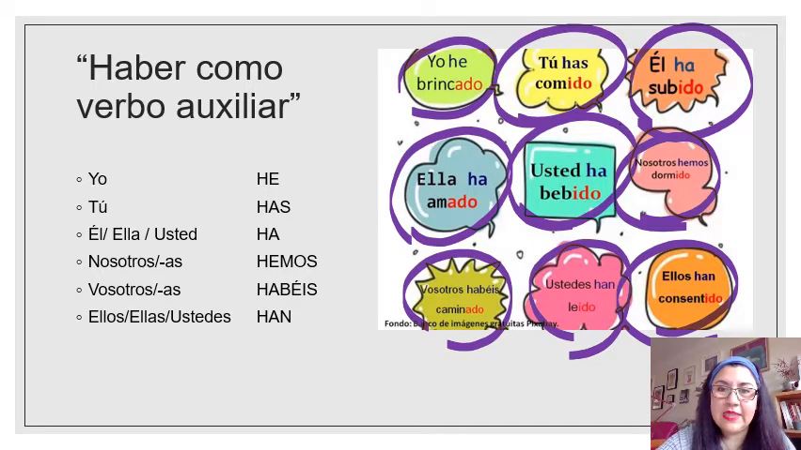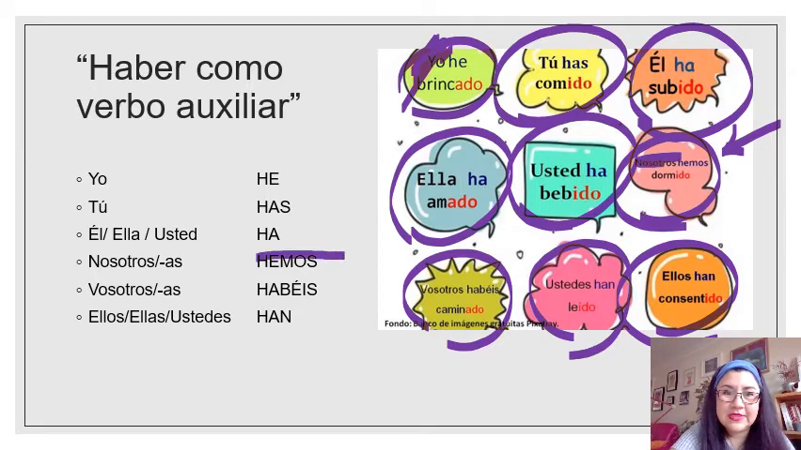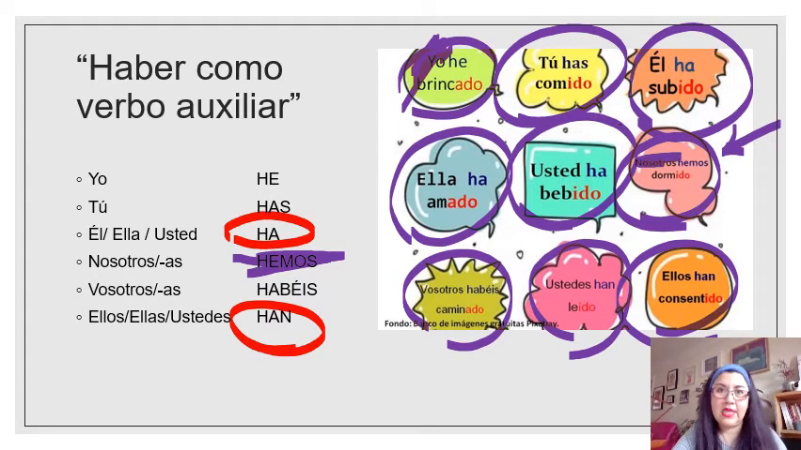So what happens if I delete yo and I simply say he brincado? Even without yo, I know the conjugation is for yo because he is exclusively yo. Or if I only said over here, hemos dormido without nosotros, I understand it's nosotros because hemos is only for nosotros. So the only cases where we have to be a bit more careful will be the cases for él, ella, usted, and ellos, ellas, ustedes, because it could be either or.